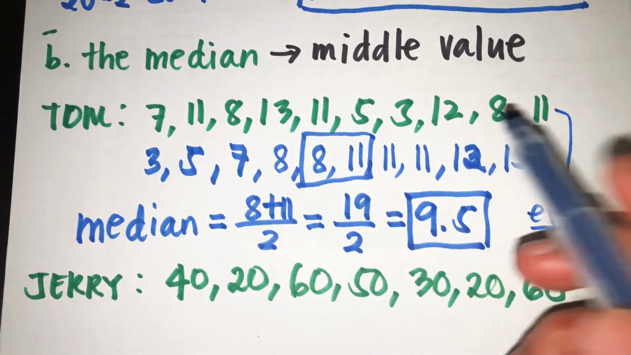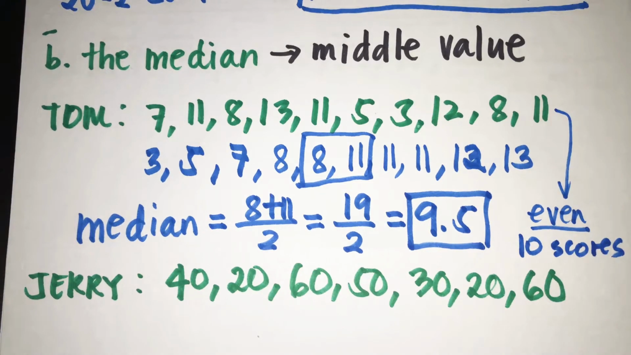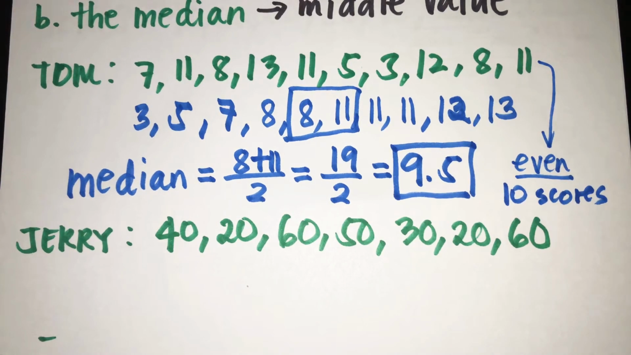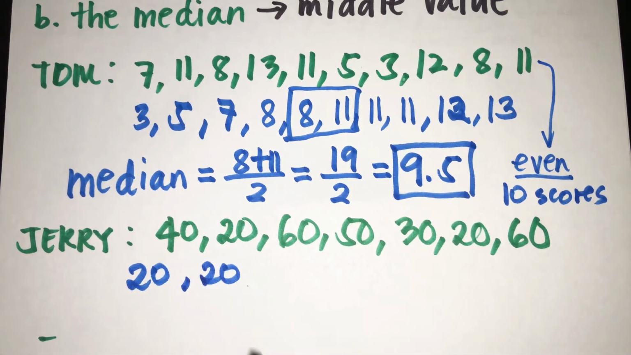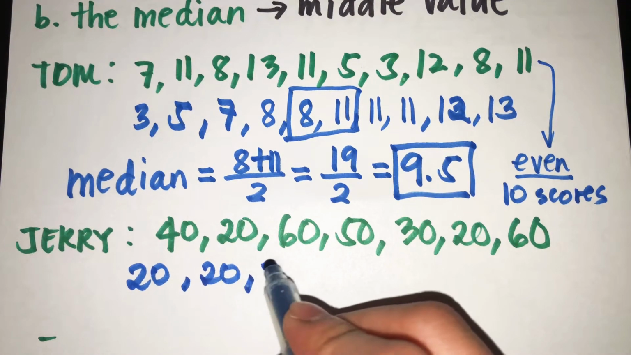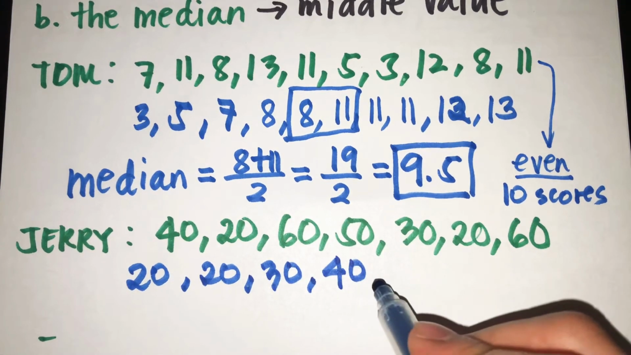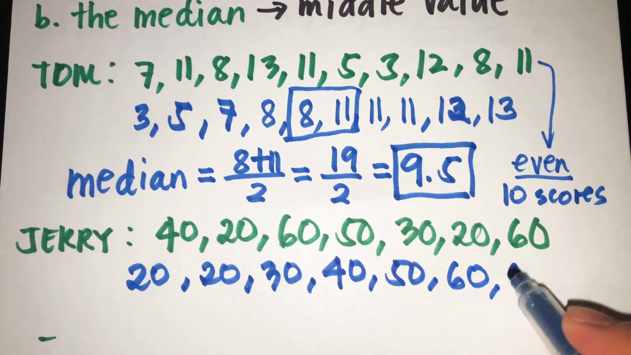Like for example, this one you have 10 scores. Okay? Now the next one is for Jerry. So what we're going to do is we're going to arrange this in order. So we have 20, 20, then we have 30, then 40, then 50, then we have 60, 60.